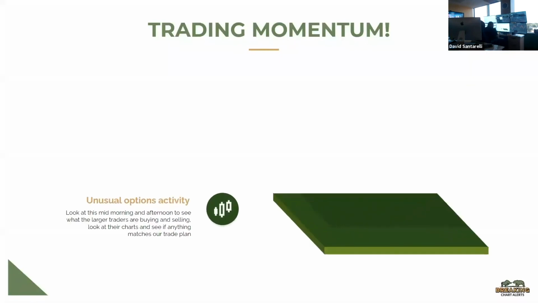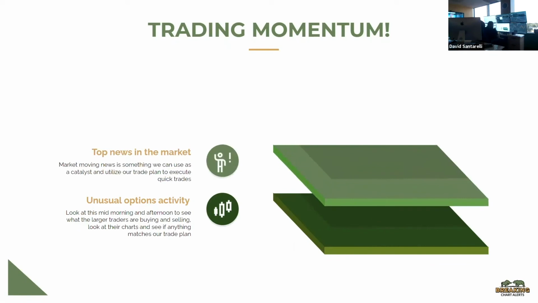Then what do we do? We're trading momentum. So now what we're going to be doing is looking at unusual options activity. We're going to look at this mid-morning and afternoon to see what the larger traders are buying and selling. We look at their charts and see if there's anything that matches our trade plan, just like with what we did with the heat map. Anything that's coming up on unusual options activity, take a look at the chart. See if it follows the trade plan for an entry.